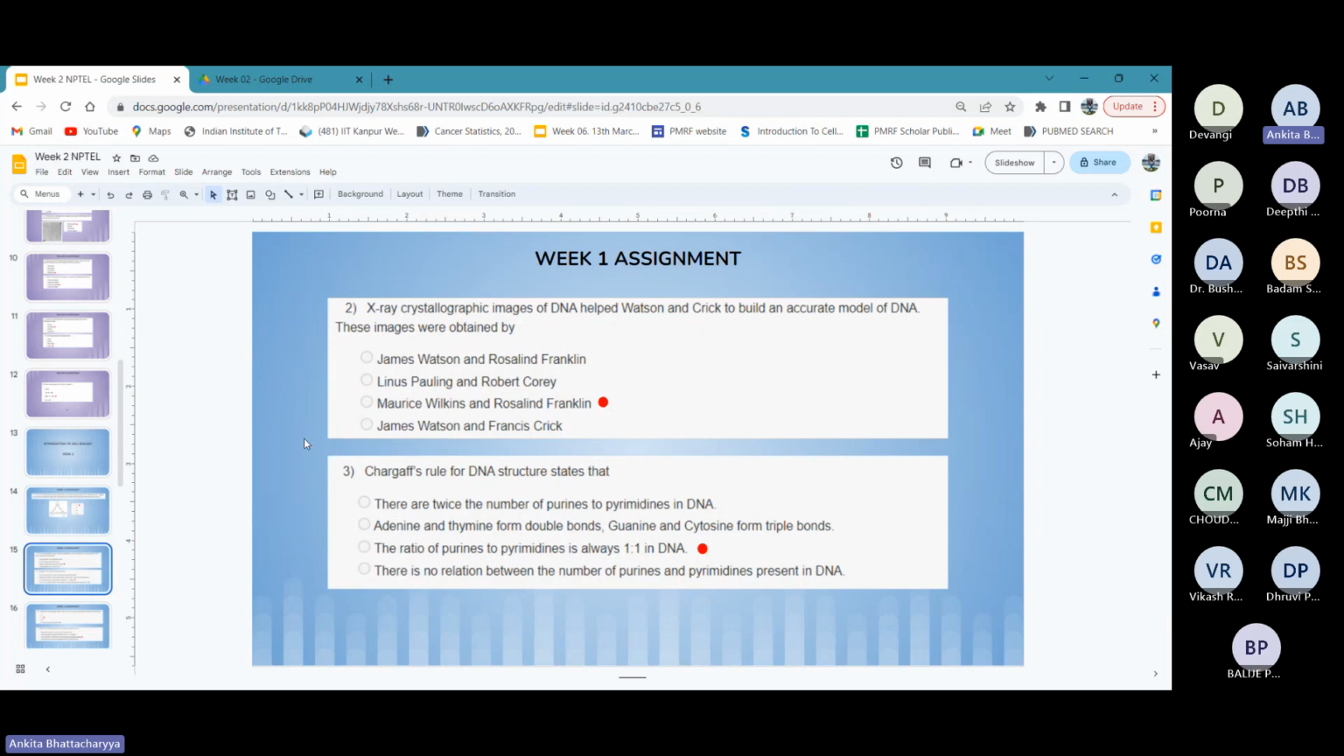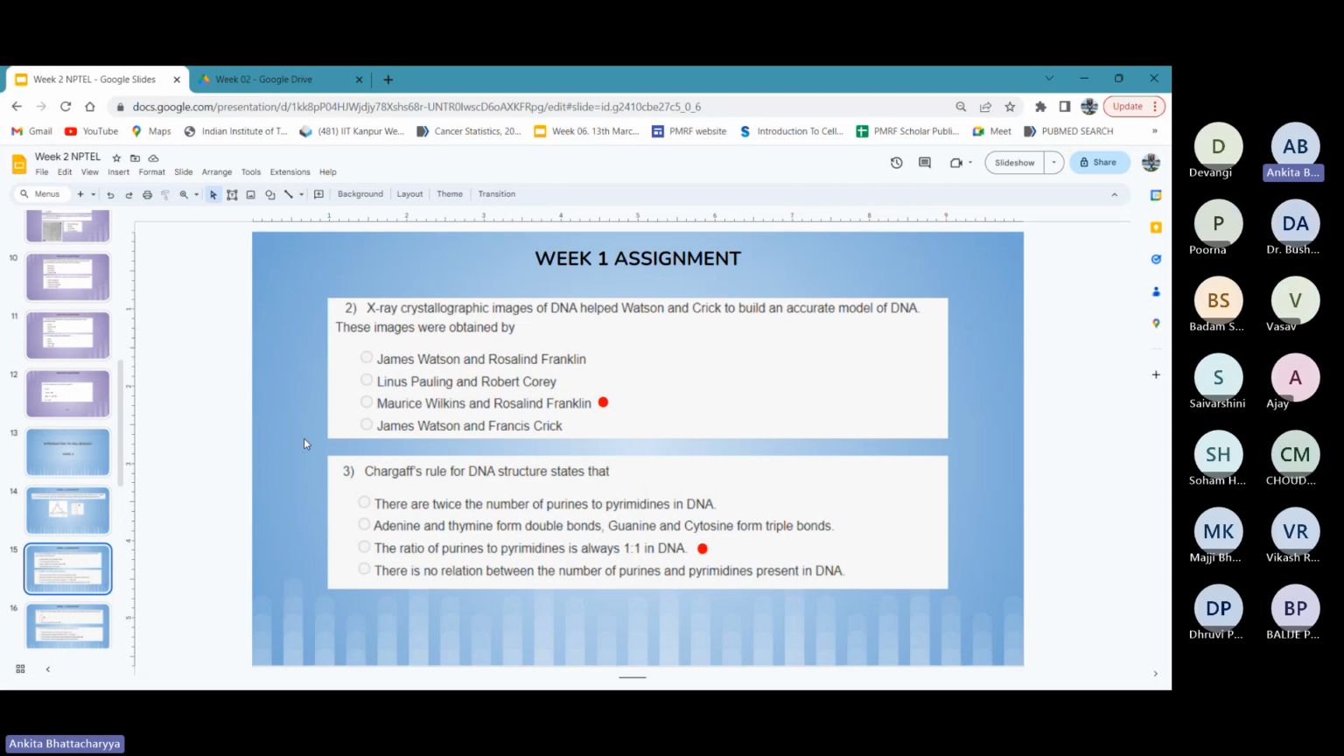Then in the third question, you were asked which of the following Chargaff's rule for DNA structure states. So we had that there are twice the number of purines to pyrimidines in DNA. If we remember Chargaff's rule, it basically talks about how the number of purines and the number of pyrimidines should always be equal. The reason being, which we have also discussed in the last class, that the hydrogen bonds responsible for hybridization between two DNA strands are formed between A, T, and G as well as C.